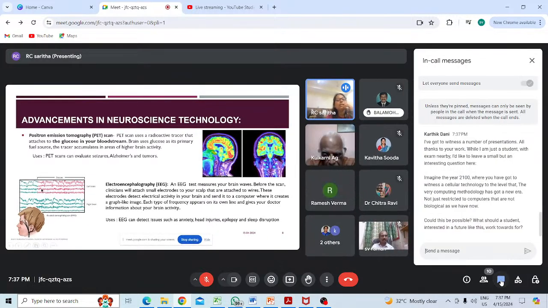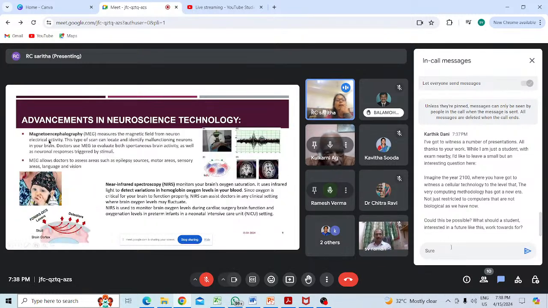So here we are able to detect that red color, which is identifying its own line and giving the doctor information about the brain activity. The frequency of the brain activity is showing some disorder over there. So this is a seizure actually, and they could identify it by using the EEG signals. So this detects issues such as anxiety, head injuries, epilepsy, and sleep disruption. Most people with mental disorders, if they want a detailed investigation, go for fMRI or EEG signals.